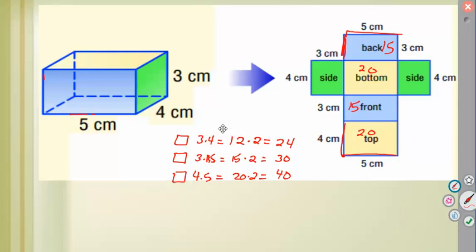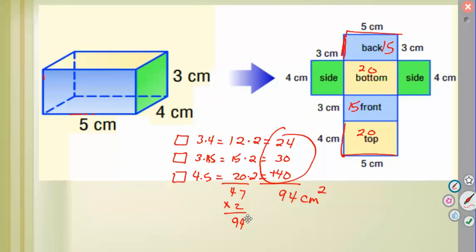So to figure out the area of all of them, I'm going to simply add all of these together. And I get 94 square centimeters. This is still area, so it's squared. Now, you can multiply each of these by 2, or at this point you could have added them first, which would have been 12 plus 15 plus 20 is 47, then multiplied by 2, and you still would have come up with 94.